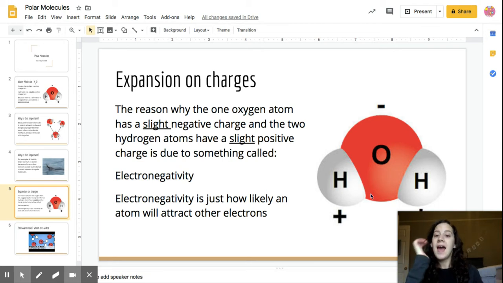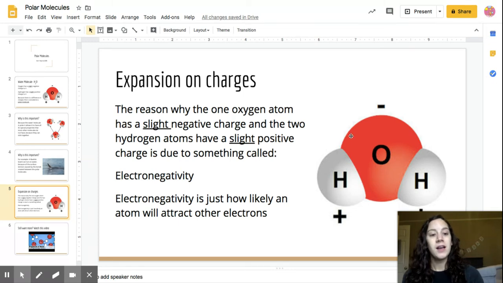Now, how exactly do these atoms get these charges? Well, it has something to do with something called electronegativity. And electronegativity is really fascinating, but it can be very, very complicated at the same time. Here's the simplistic version of what electronegativity means. It is the attraction an atom has to other electrons.